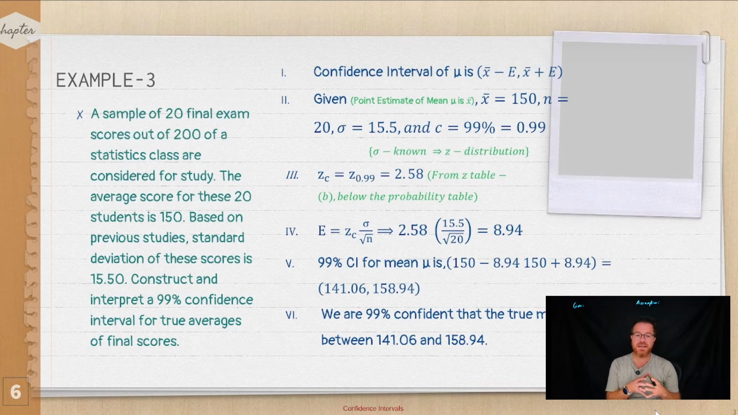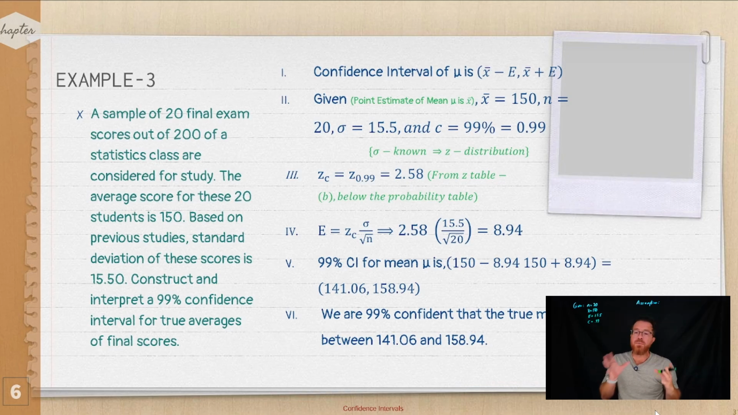So again, we're going to start by writing down our given information. We're looking at 20 scores for the students, so we have n equals 20. And those students have an average score of 150. Next, we need to look at our standard deviation. Notice the way it's written: based on previous studies, standard deviation of these scores is 15.50. That means that this came from a source outside of this sample, meaning that this is sigma. So sigma is equal to 15.5. And the last thing is we're looking at a confidence level of C equals 0.99.